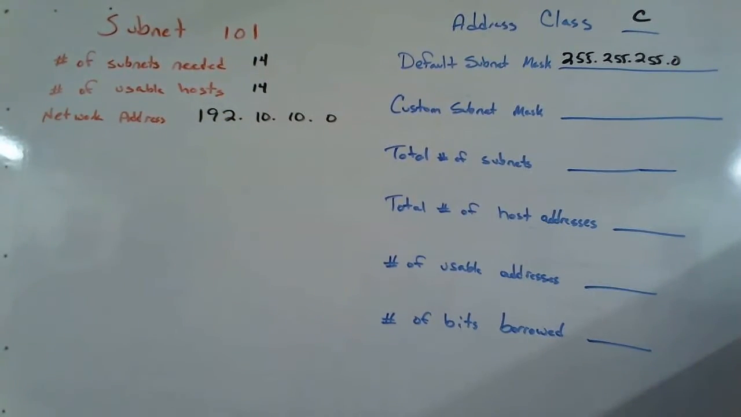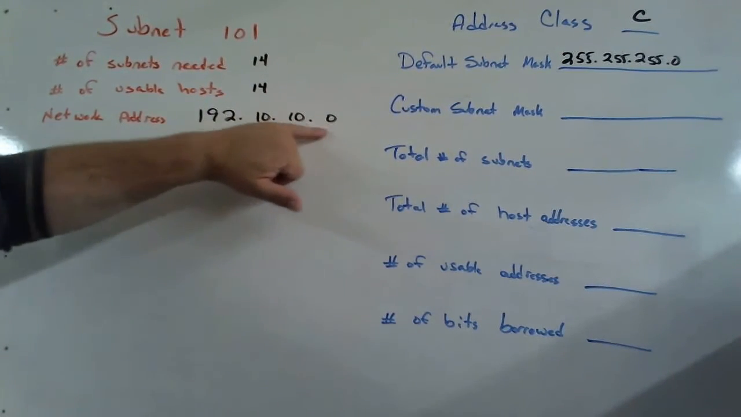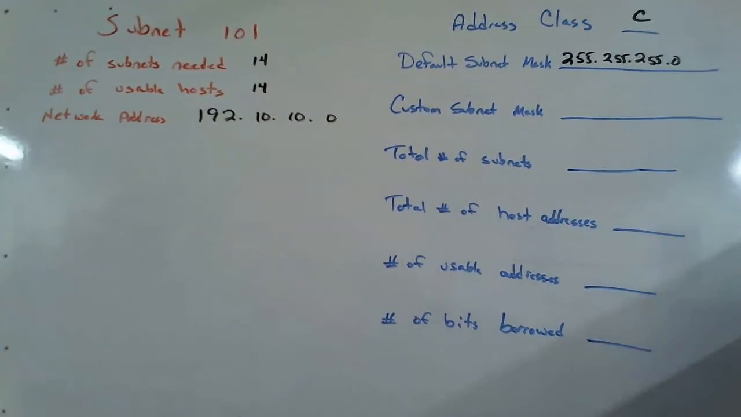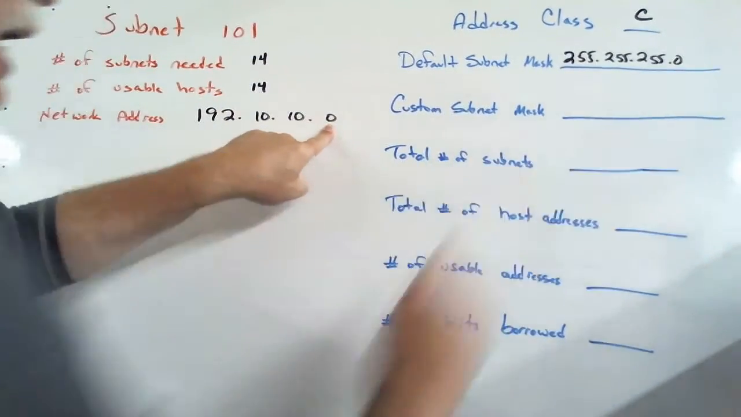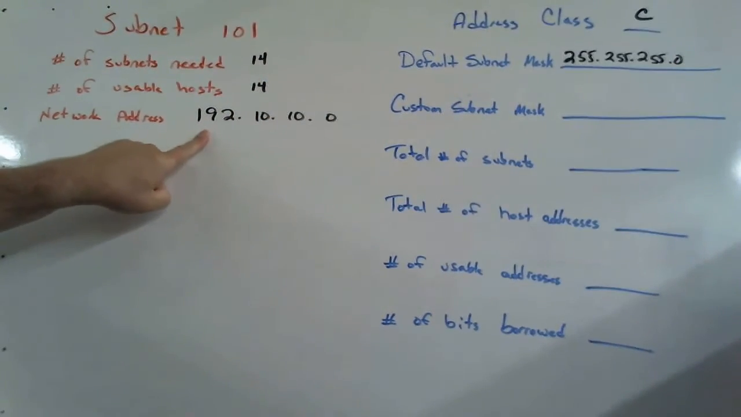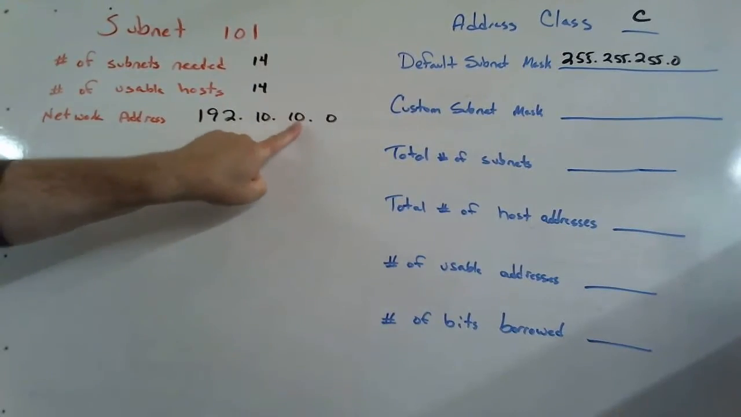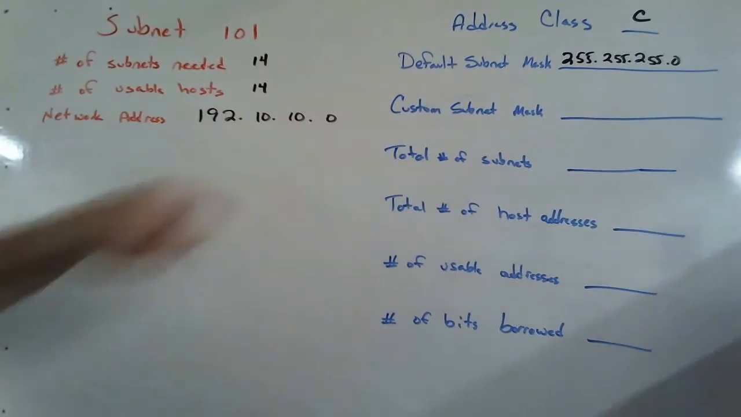So the very first thing that I like to do is say, if this is a Class C, which of these numbers is host portion? Because when we subnet, we can't change the already set network. We can only change our piece of the puzzle, which are the host numbers. We have but one byte that's a zero. So that's the very last number. This is the number that we can play with. We can't change the 192. We can't change the 10. We can't change this 10 because they're already predetermined by the 255s.